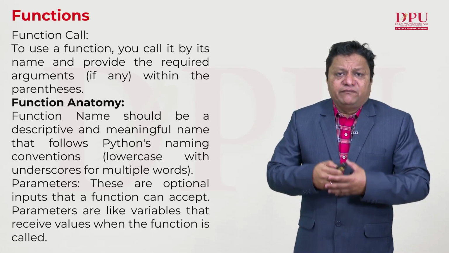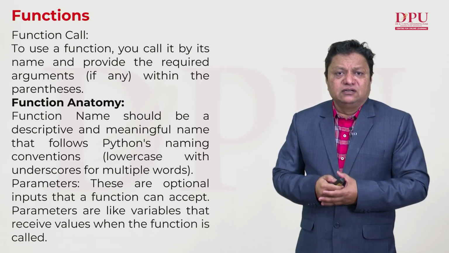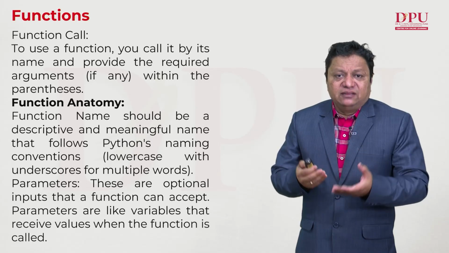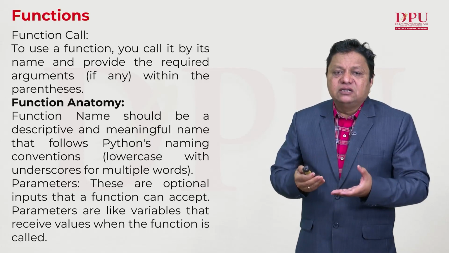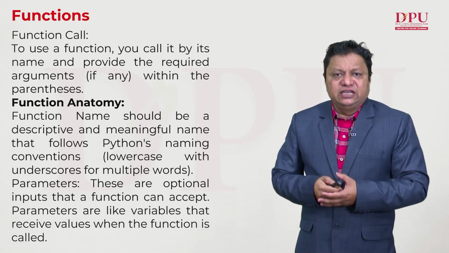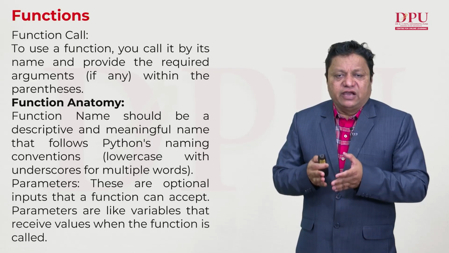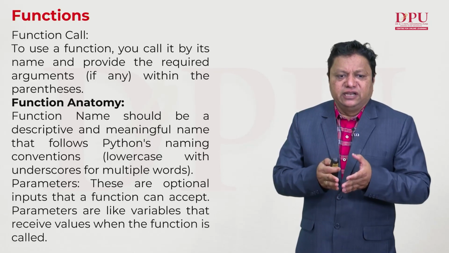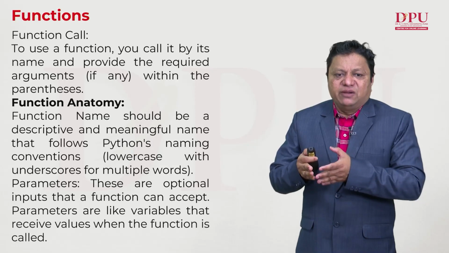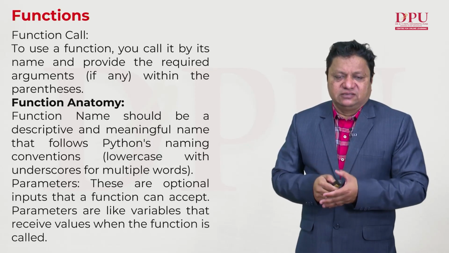So, what are the different parts of a function? A function has a function name, the parentheses, and the parameter list as well. So these are the different elements of a function, that is the function name, the parameters list and the parentheses.